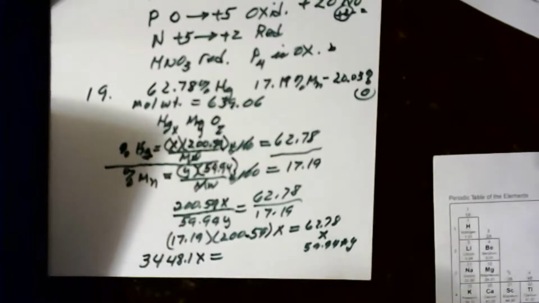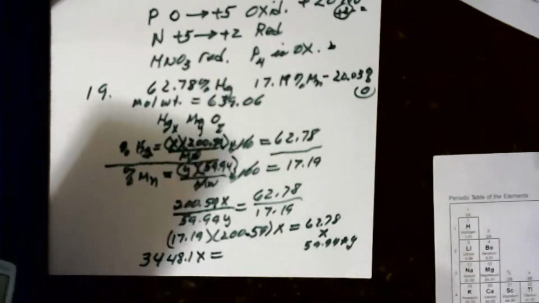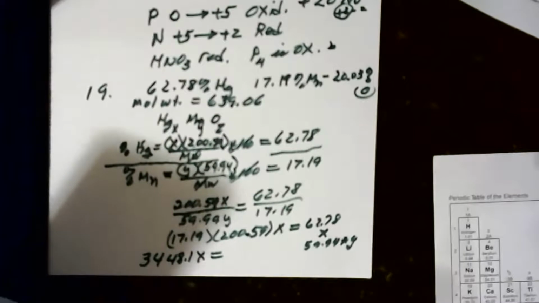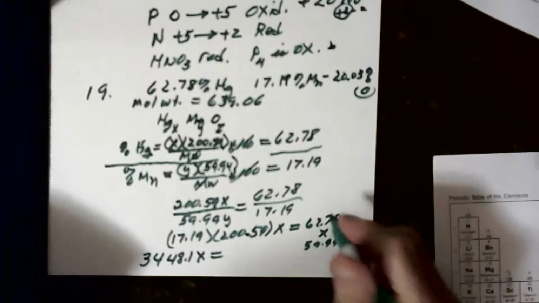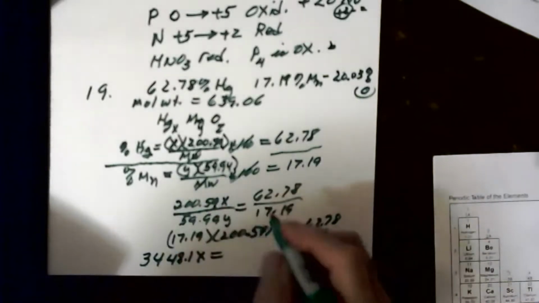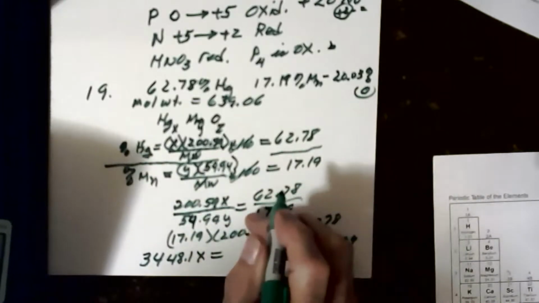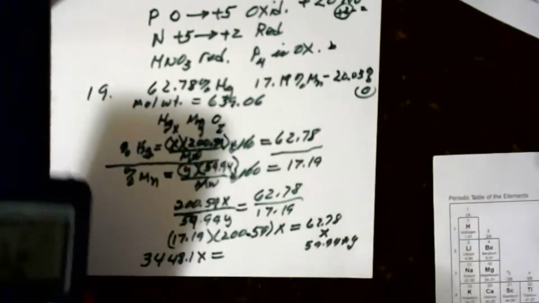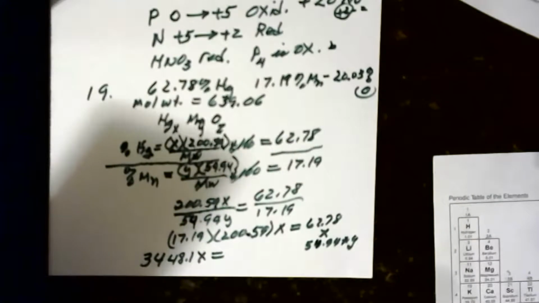times 59.94. Is that right? That's 54.94. Yes, that's 54. That's the molecular weight of manganese. It's 54. I copied my number wrong. So let me back that up and get the right number in here. 54.94.